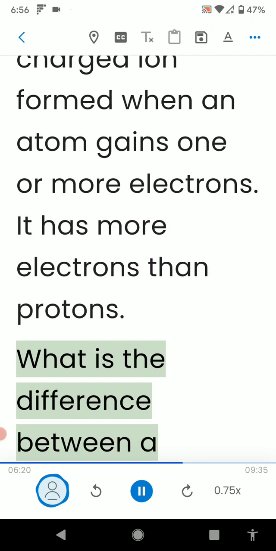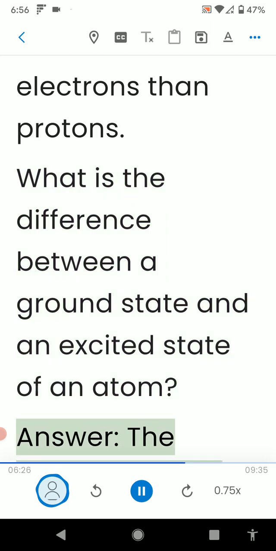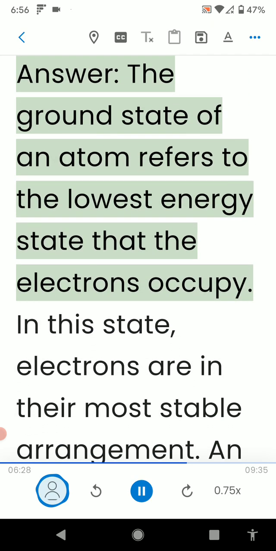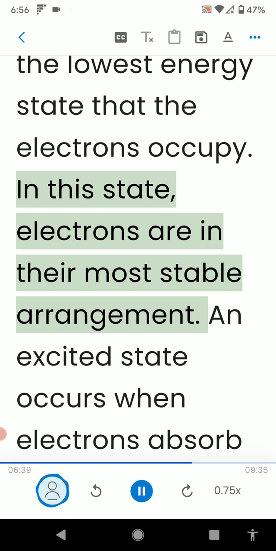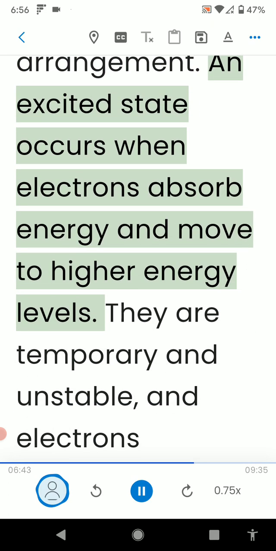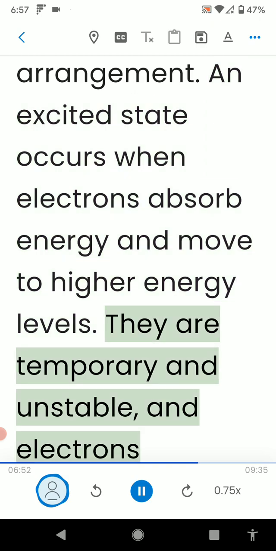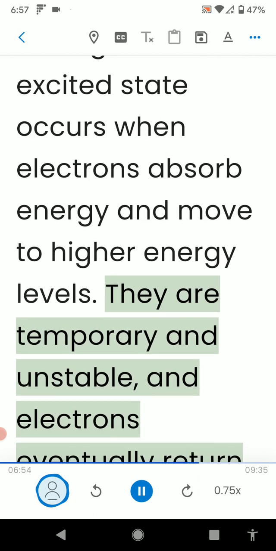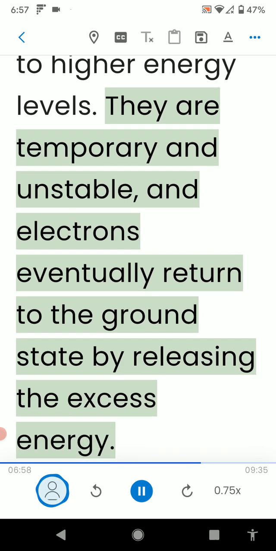What is the difference between a ground state and an excited state of an atom? Answer: the ground state of an atom refers to the lowest energy state that the electrons occupy. In this state, electrons are in their most stable arrangement. An excited state occurs when electrons absorb energy and move to higher energy levels. They are temporary and unstable, and electrons eventually return to the ground state by releasing the excess energy.